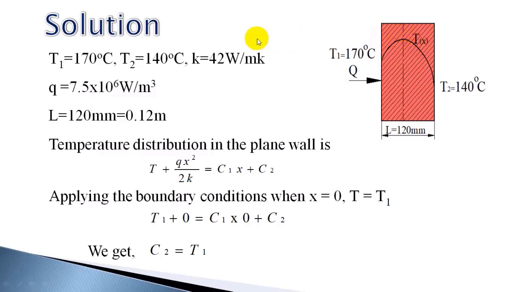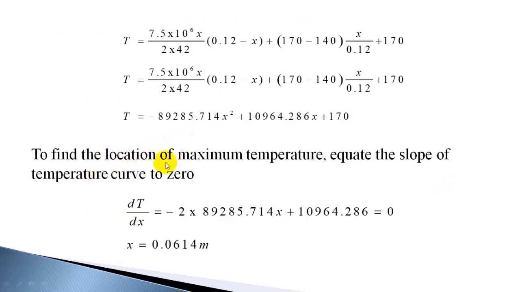So, knowing that at the peak the slope is 0, you can differentiate the temperature equation which you obtained and equate to 0, which will give the value of x at which this peak occurs. And later, after getting x, you can substitute that value of x in the temperature equation to get the temperature at that location. Now, to find out the maximum temperature, equate the slope of the temperature curve to 0.